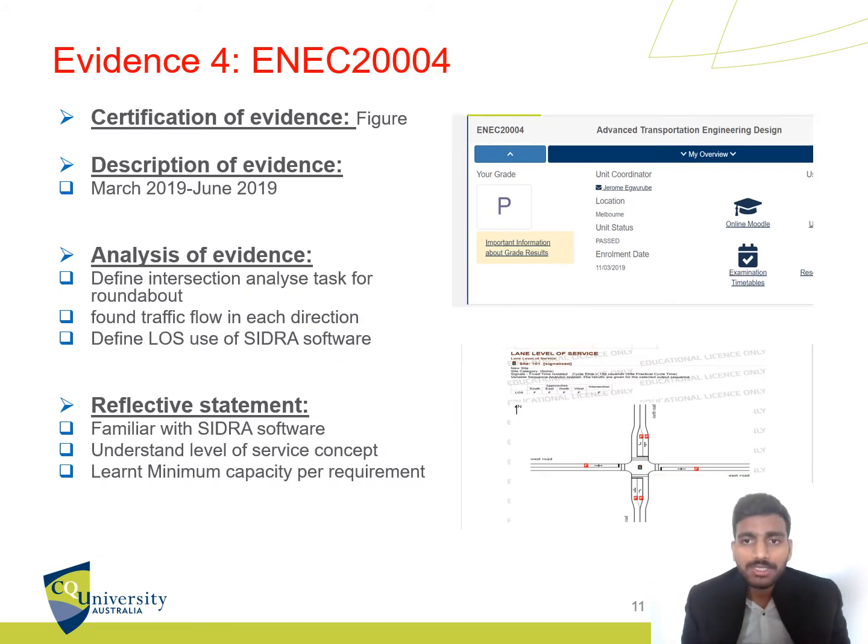So this one is the advanced transportation engineering design unit. As you can see on the screen, I passed this unit, and as you can see on the second picture, this is the result of Sidra software. In this unit, I defined an intersection and analyzed the task for a roundabout. Also I found traffic flow in each direction. Also I defined LOS using Sidra software. After completing this unit, I became familiar with Sidra software, as well as understanding the level of service concept, and also I learned the minimum capacity requirement.